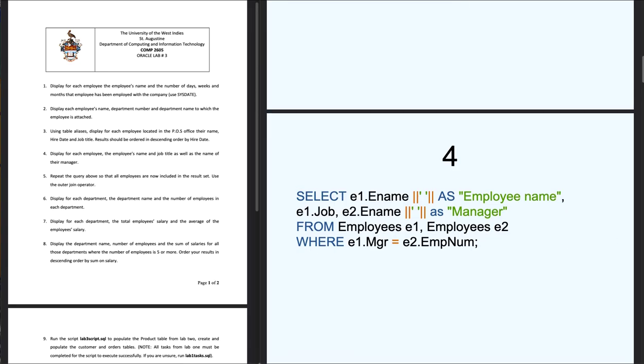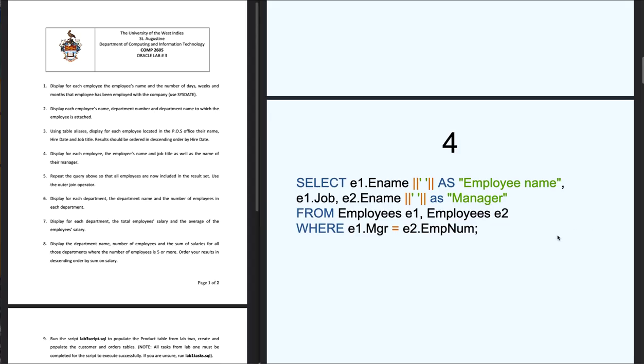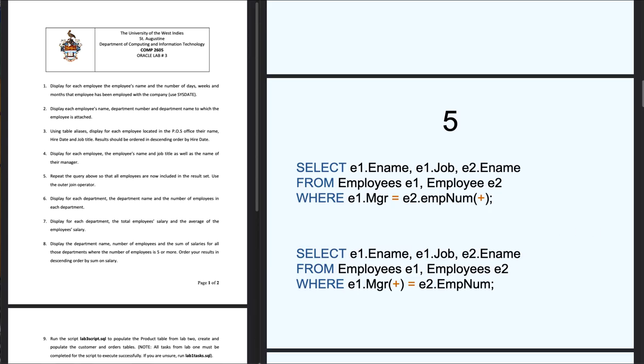Let's take a look at question 5. Repeat the query above so that all employees are now included in the result set. Use the outer join operator. Here are two ways that we can do the outer join. Let's take a look at it. First off, we have select e1.ename, e1.job, e2.ename from employees e1, employees e2, where e1.manager equals e2.empnum.